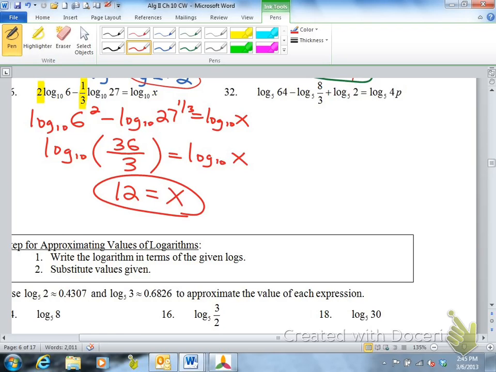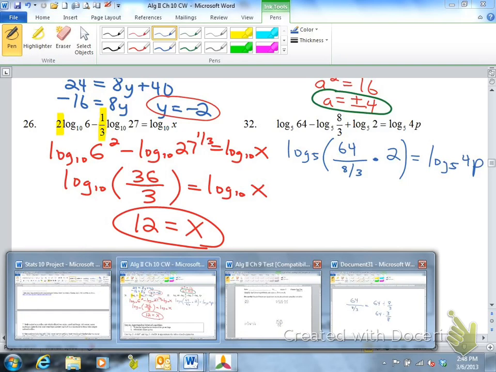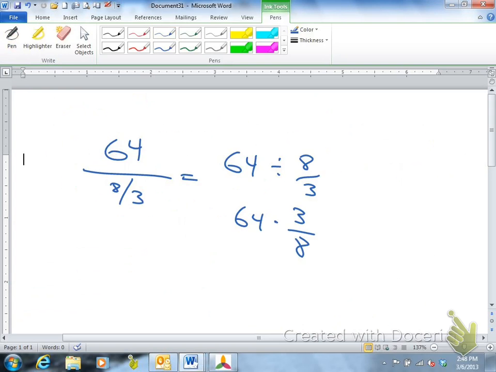And see if you could do number 32. On number 32, you have multiple properties that you should use. You have log base 5 of a quotient, 64 divided by 8/3, times the 2 equals log base 5 of 4p. And 64 over 8/3, you could use your calculator or you could go like this.